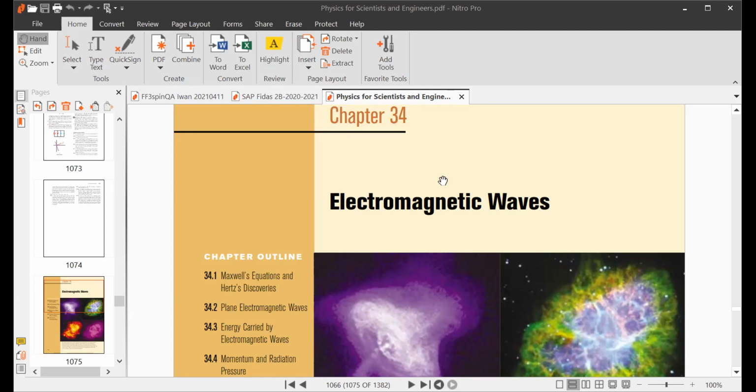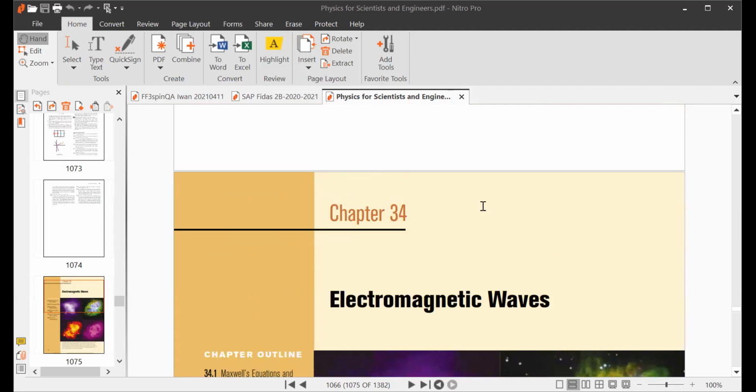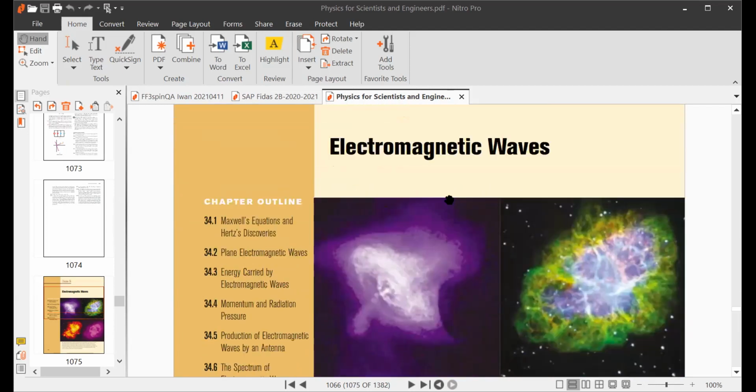I mean, another type of wave which can propagate without medium. This is called electromagnetic waves. Okay, this electromagnetic wave is the implication of the wave equation coming from Maxwell equation.